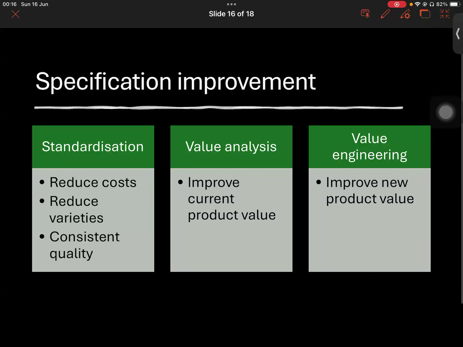With value analysis and value engineering, they are both ways to improve the offering, to improve some product. Value analysis could be applied to the current product, and value engineering can be applied to new product development. But anyway, they are ways to improve the offering and increase customer satisfaction. Okay, the difference is only whether it is about a current product or a new product.